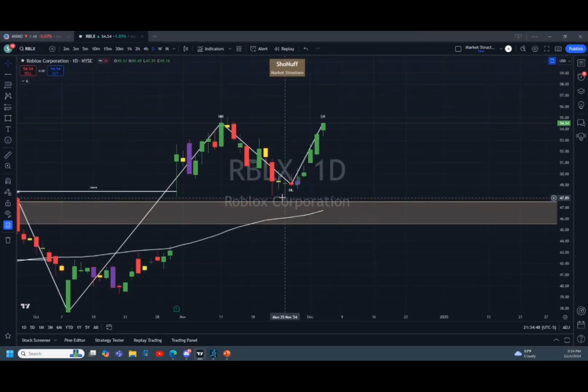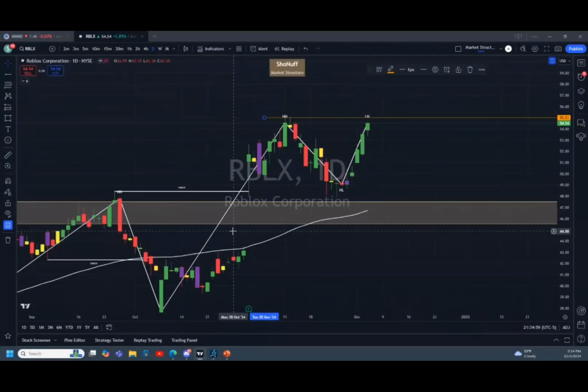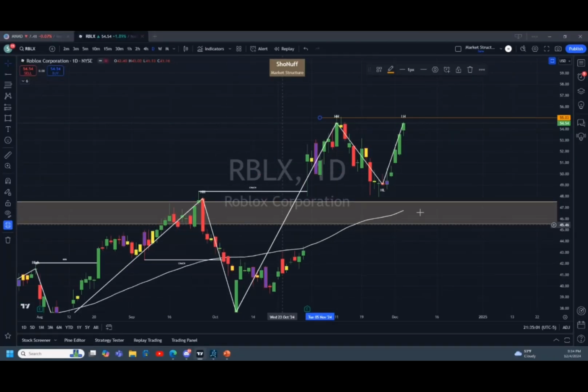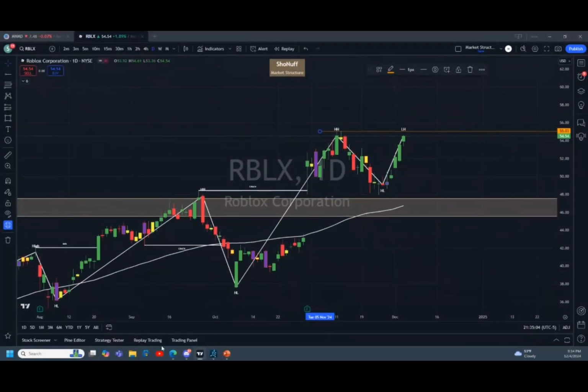That's your sign to get in. Put your stop loss at the bottom. There you go. First price target, right here, 55. That is it. I sometimes think I should be saying more. That's really it.